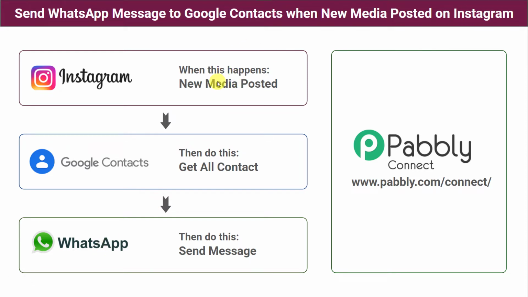So here we are going to use Pabbly Connect as a solution. So basically Pabbly Connect is an automation and integration software which will help us in integrating Instagram with Google Contacts and with WhatsApp automatically. The best part here is it doesn't require any coding skills or programming knowledge. Even a non-technical person can do this very easily. So let us check this in the real time.